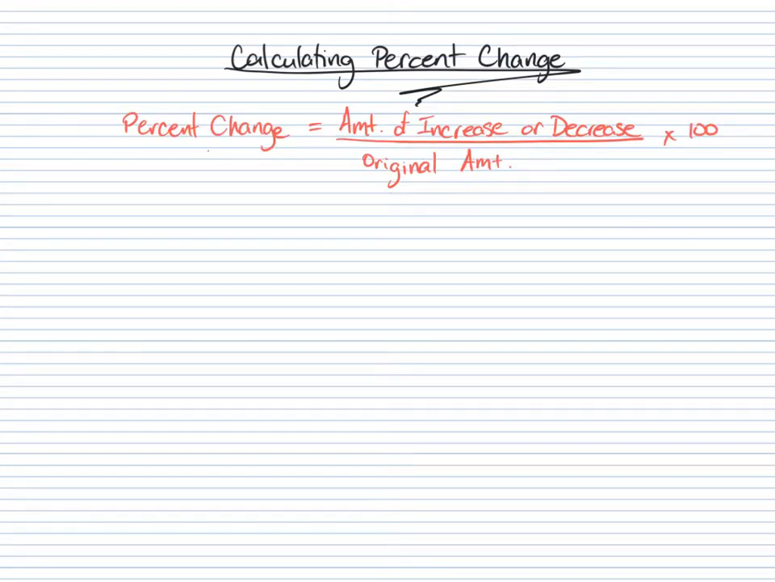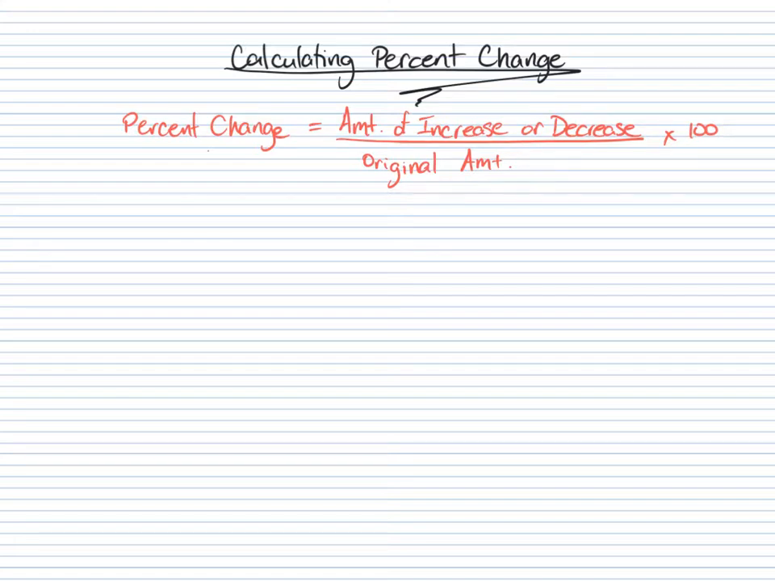Okay, so here's the formula for percent change. The amount of increase or decrease, the amount that whatever it is changed, over the original amount. That forms a ratio, or a fraction. So if we take that fraction, all we have to do to figure out the percent change is multiply that fraction by 100. As long as you remember that you're going to keep this over the original amount, that's a common error, then you should be okay.